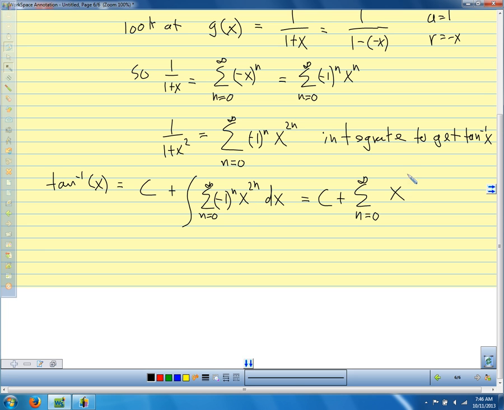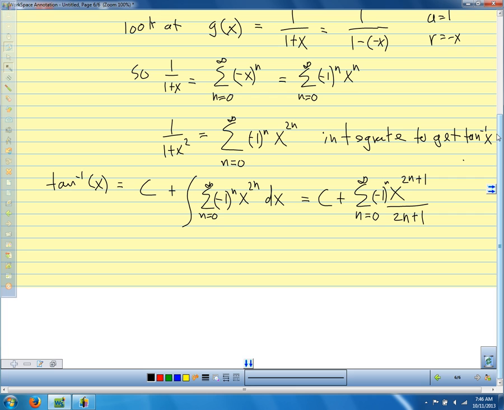X to the 2n plus 1 divided by 2n plus 1. And, oh, I forgot my negative 1 to the n again. Thank you. Negative 1 to the n. Got to put that in there. We need this to alternate signs to work.